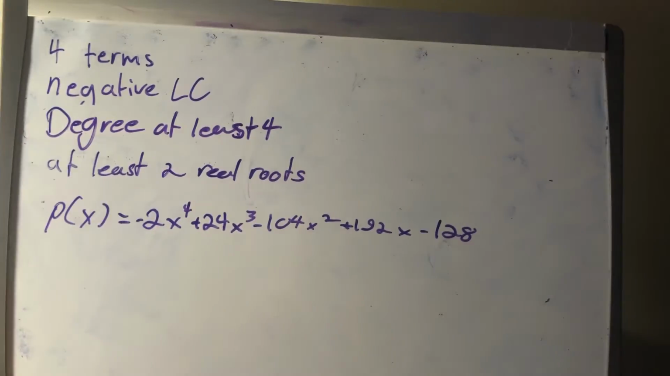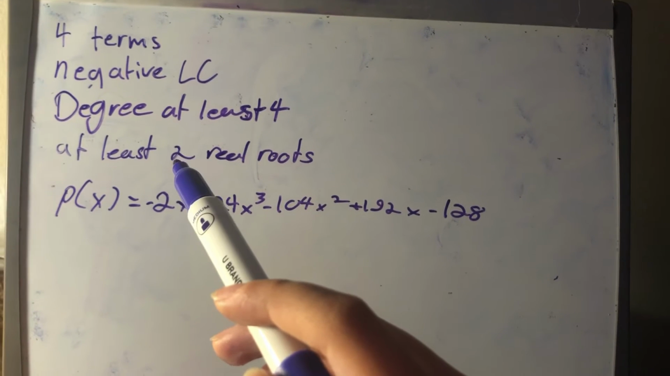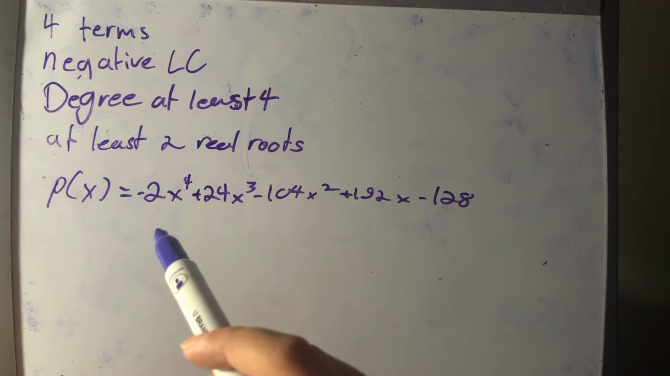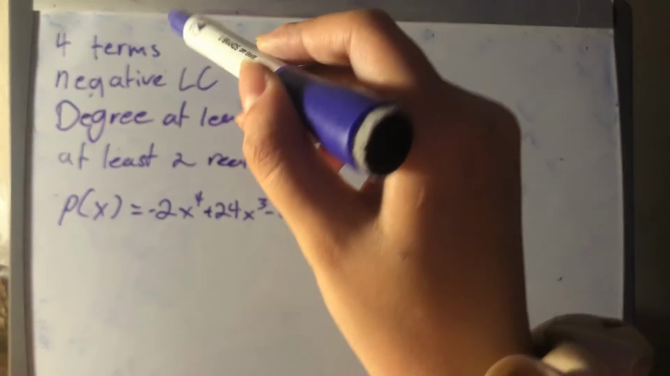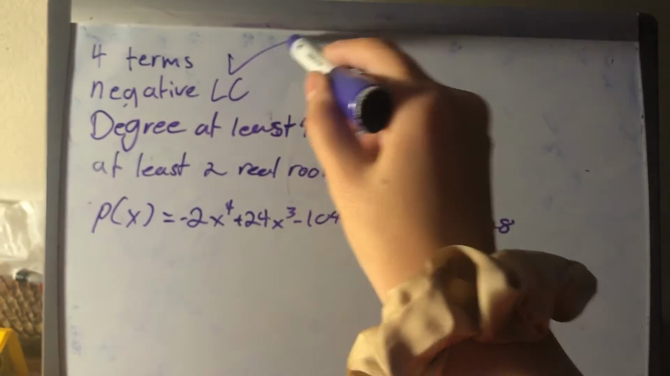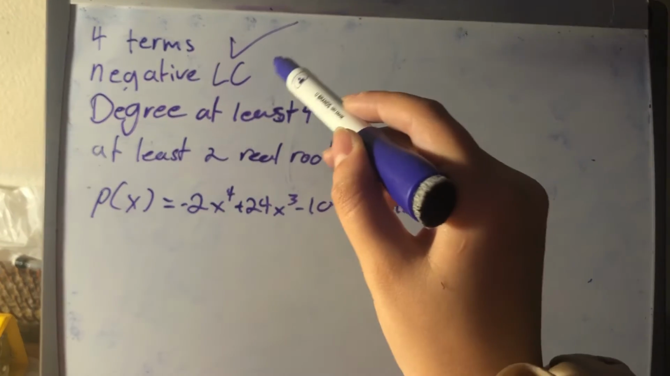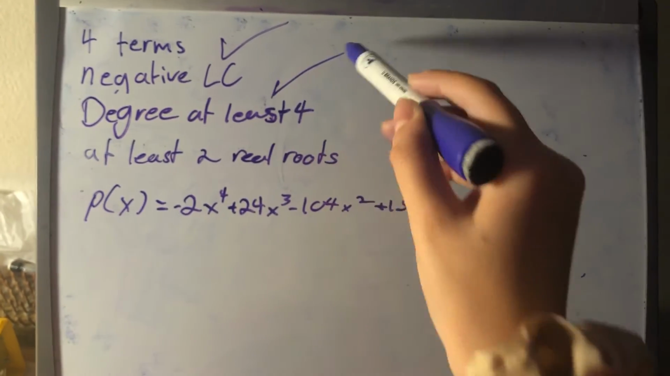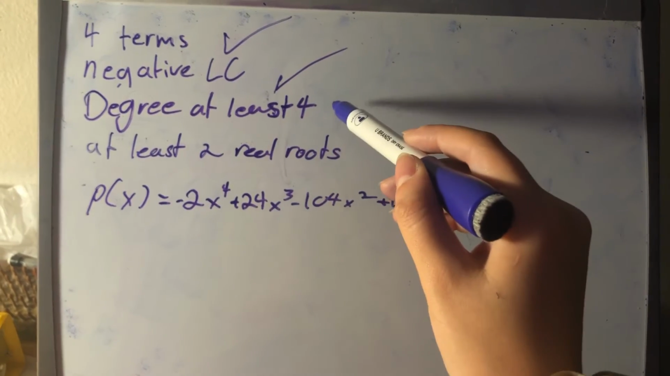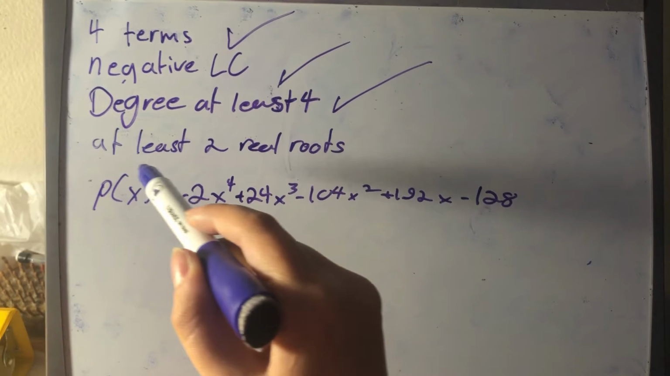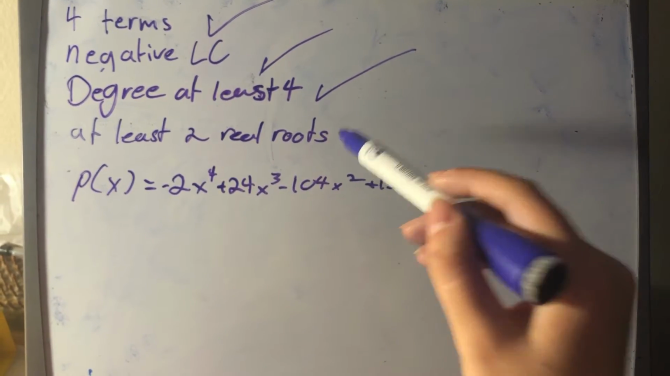This question requires us to use a polynomial with at least 4 terms, a negative leading coefficient, a degree of at least 4, and at least 2 real roots. We know that there are at least 4 terms because we have a quartic equation. It has a negative LC because our 2 has a negative sign, which is our coefficient, and a degree of at least 4 because the 2 has a degree of 4, so we know that that applies. And to figure out whether this equation has 2 real roots, we're going to find the solution to the polynomial.